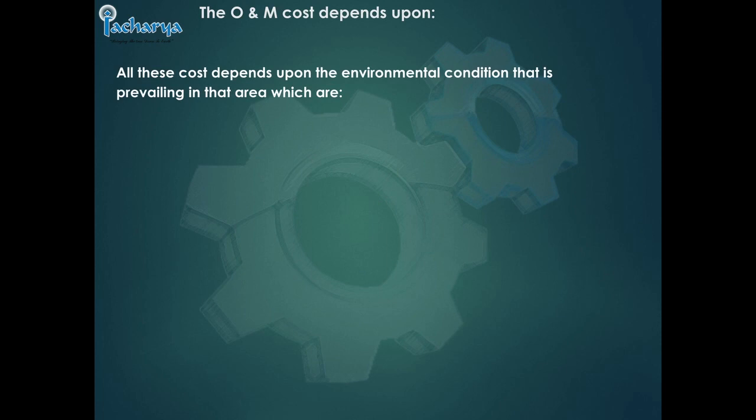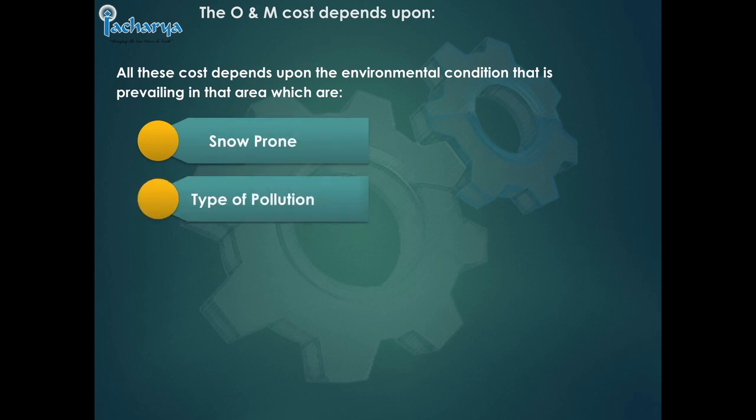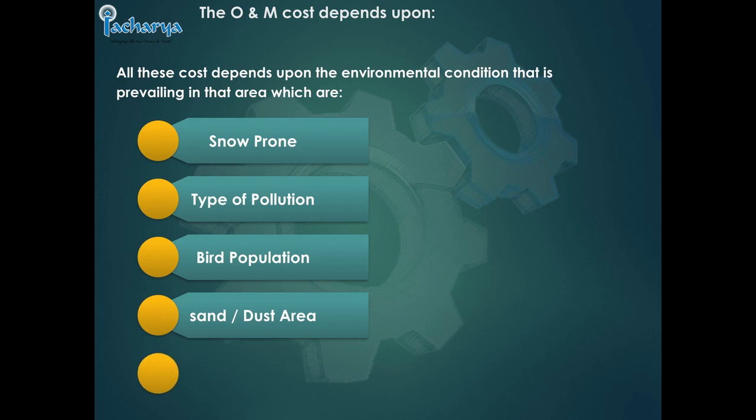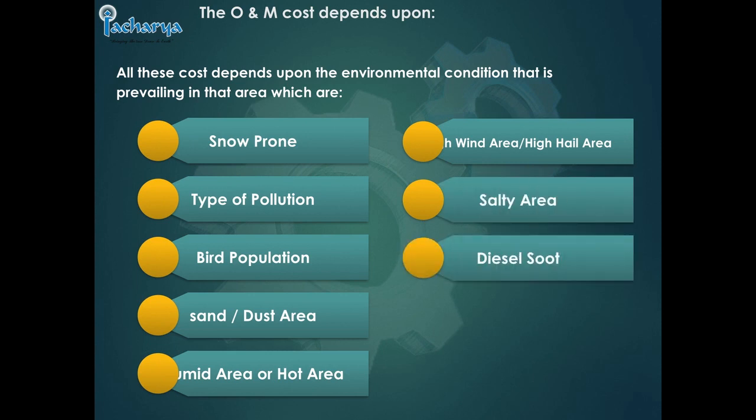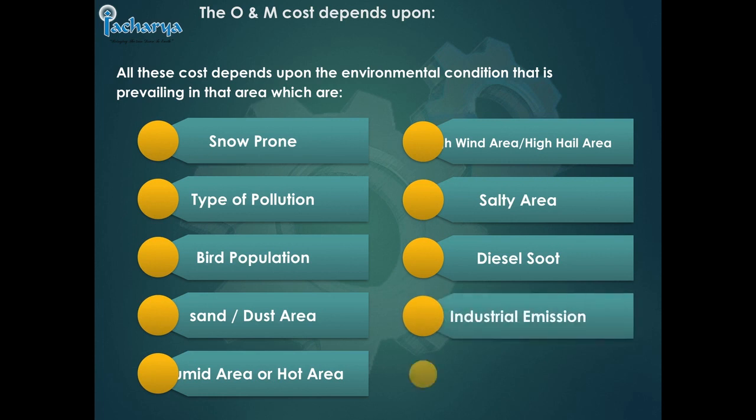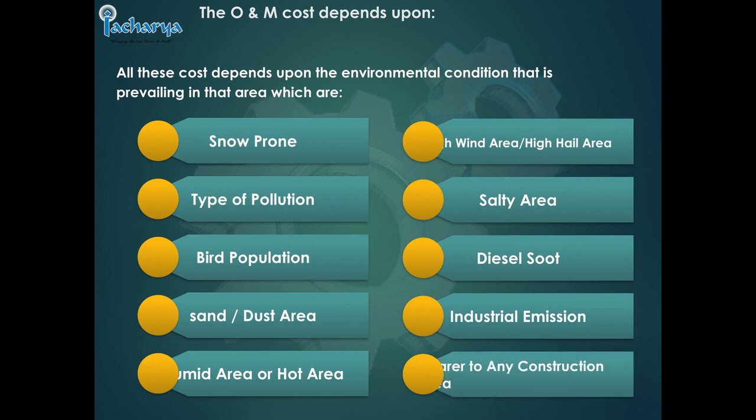All these costs depend upon the environmental conditions prevailing in that area, which may be snow prone, types of pollution, bird population, sand, dust area, humid area or hot area, high wind area or high hail area, salty area, diesel soot, industrial emission near any construction area.